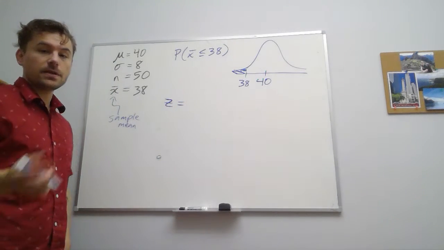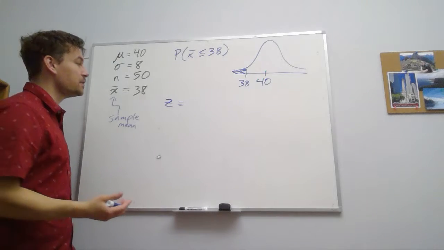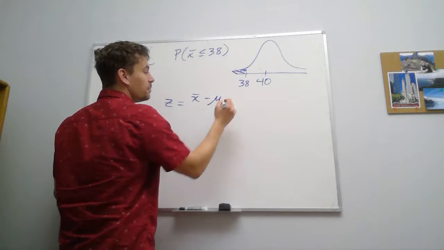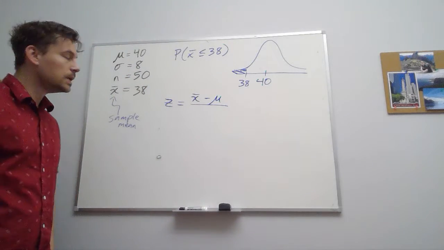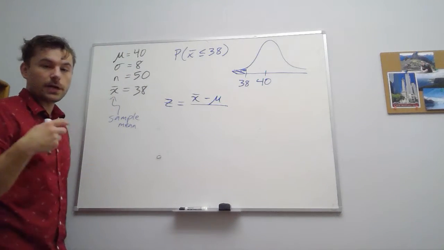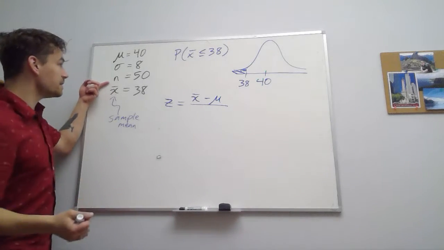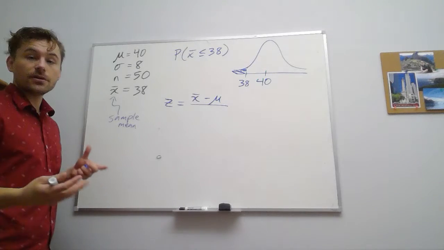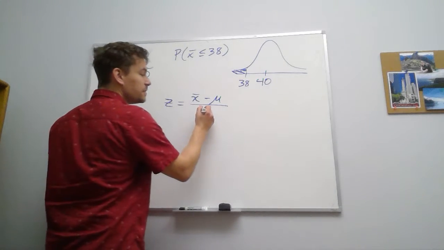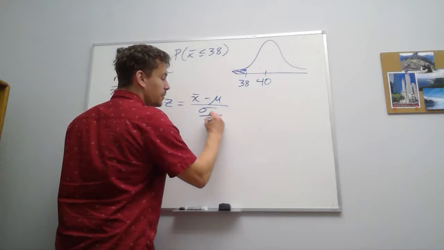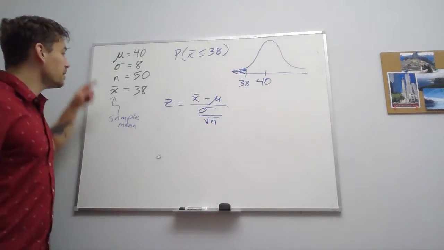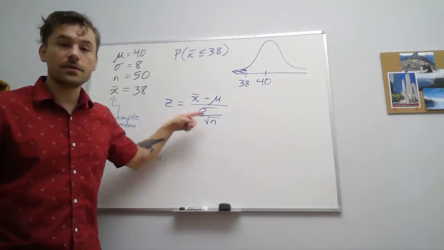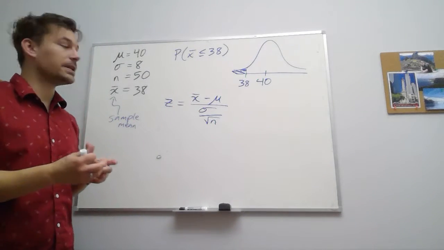This is slightly different than the z-score we had for a single observation because we don't have x anymore, we've got x bar. So the top looks like x bar minus mu. And then the bottom, we've got to make sure we're incorporating our sample size. The sample size affects our spread, meaning it affects our standard deviation. So we still use sigma, but we divide by the square root of n so that the larger n is, the smaller the standard deviation gets, the less variability there is.